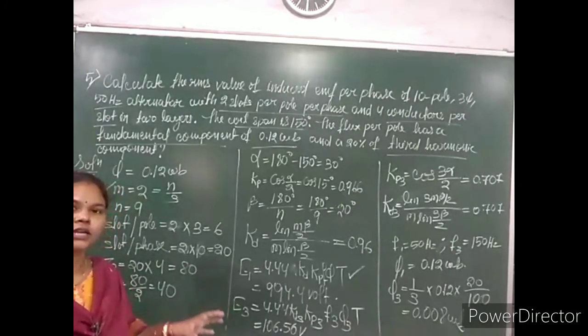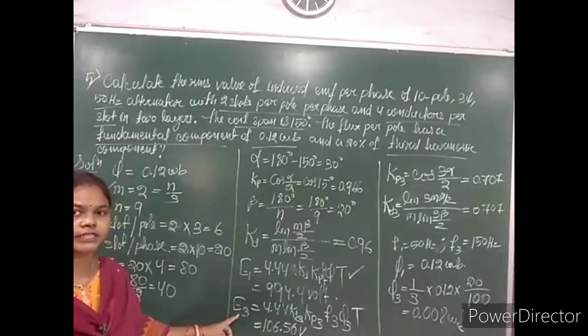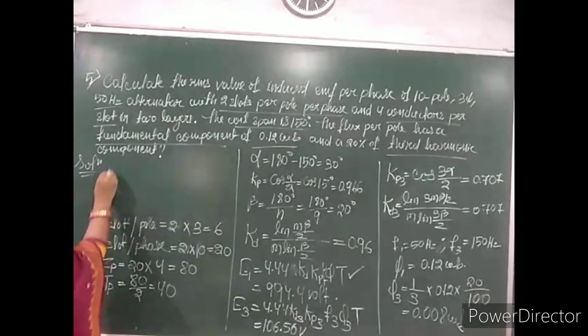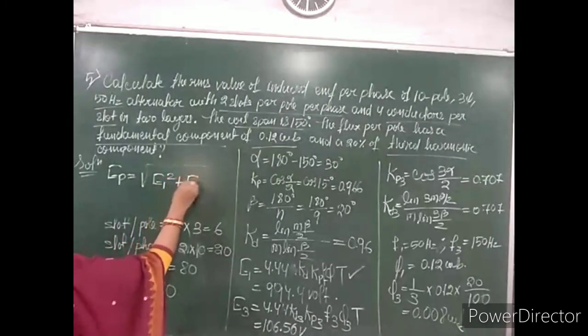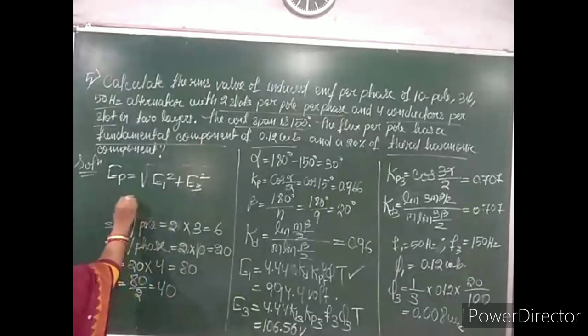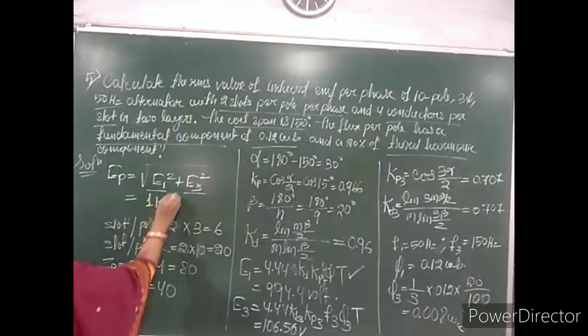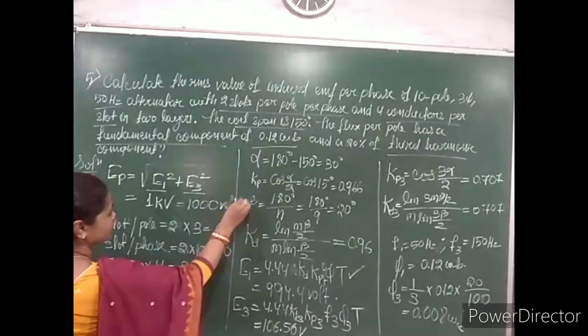This is the fundamental component of generated EMF, and this one is the third harmonic component. So how much total EMF is generated per phase? By taking the phasor sum of these two quantities, you get the total EMF generated per phase. I take the phasor sum of E1 and E3, the fundamental component and third harmonic component. Here you put the value of E1 and E3, which gives the result as 1 kV, or 1000 volt.